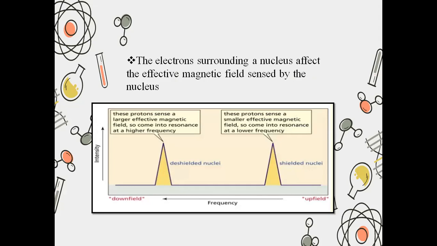And on the upfield side, there are shielded nuclei, and these protons sense a smaller effective magnetic field, so come into resonance at a lower frequency.